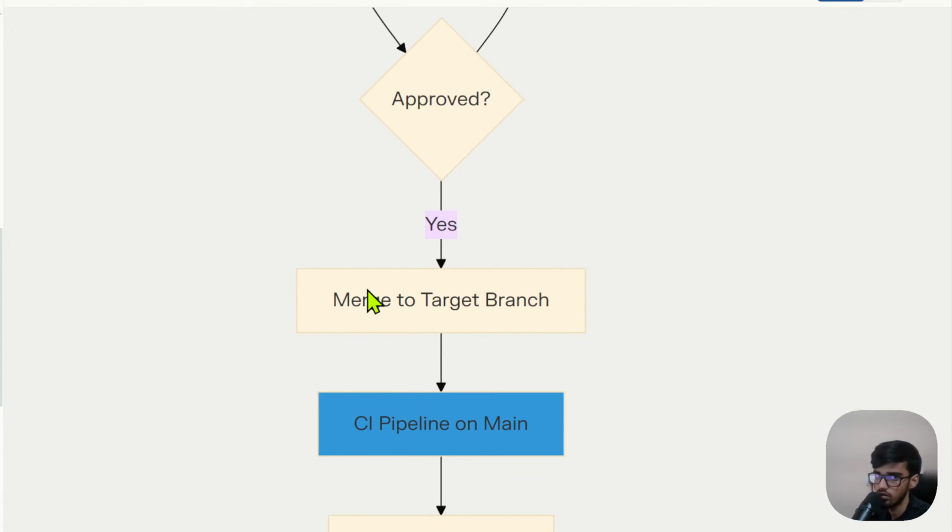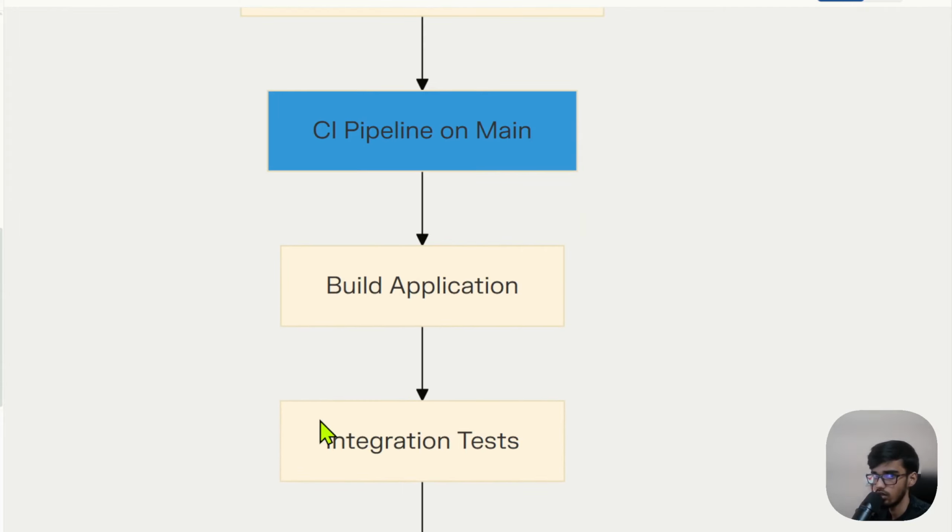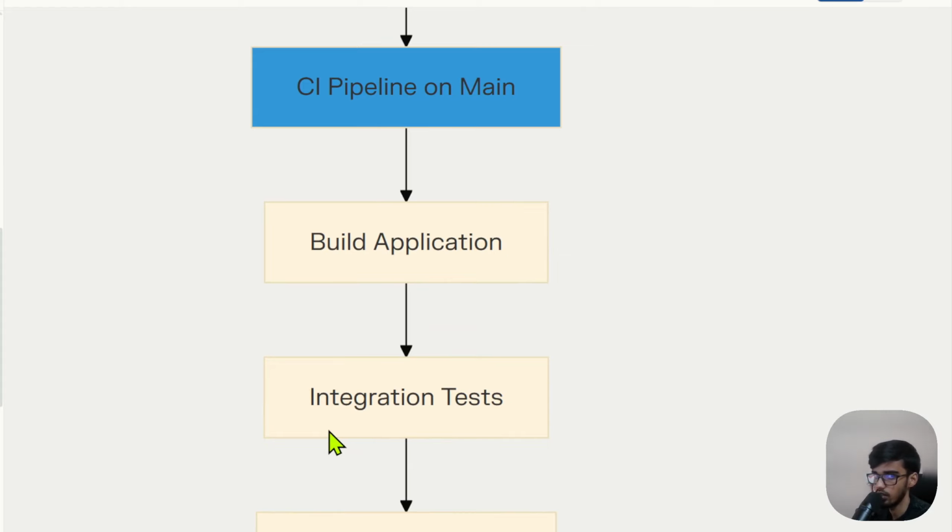Then we merge into the target branch, and then again the CI pipeline is triggered. This time we do it at the integration level, right? Front end, back end integration. Multiple backend services are integrated, the database is integrated, and things like that. And we test it all in a complete package, with the UI, with all the services running for the end use case.